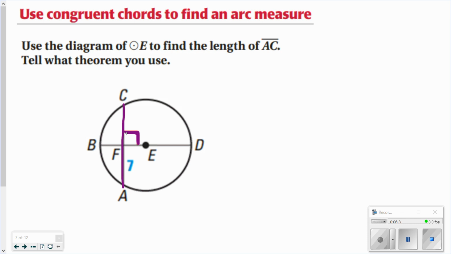If this measure here is 7, and we notice that this is a diameter because it goes through point E, that means that the diameter is a perpendicular bisector of that chord AC. So if FA is 7, we also know that FC is 7. So what is the length of AC? Well, we just add those up, and it would be 14.